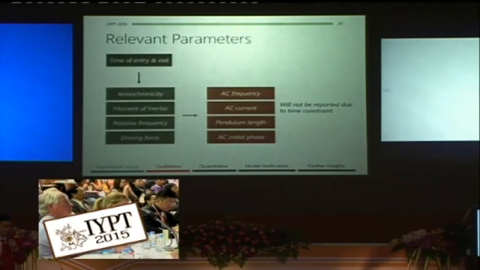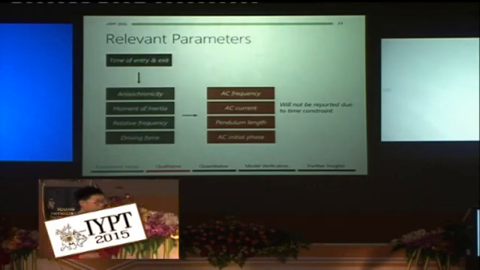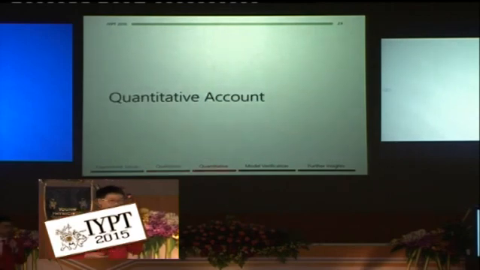Now we conclude that there are four main parameters that will affect the time evolution of our pendulum, namely AC frequency, AC current, pendulum length, and AC initial phase. We will explore these parameters in our theory later on. We will now move on to a quantitative theory to predict these stable amplitudes.